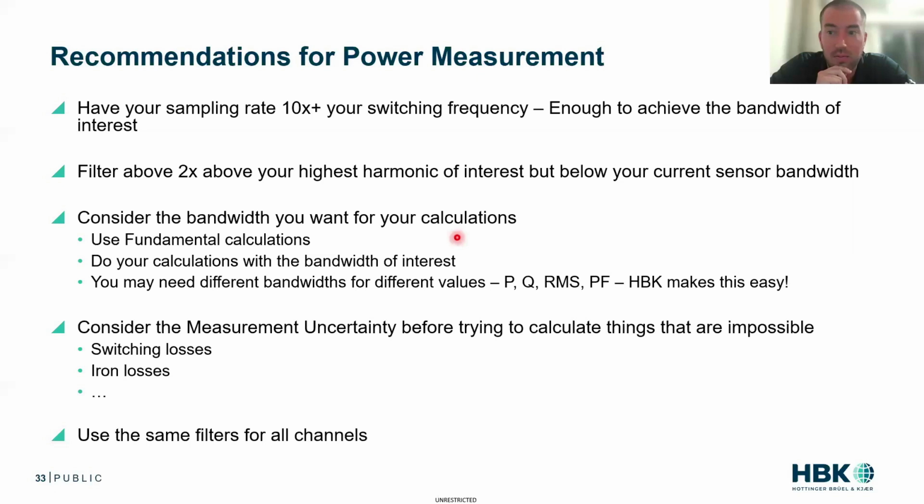Consider the bandwidth you want for your calculations, for your power, for your fundamentals, for your P, Q, S, RMS. Consider your measurement uncertainty. Don't try to calculate things that are impossible. If somebody asks you to calculate iron losses, really sit down and say, hey, instruments aren't that accurate most of the time. And use the same filters on all channels. This is a big mistake that people make. Set everything the same. Voltage, current, DC, AC, all your filters the same. That'll help a good measurement quality.